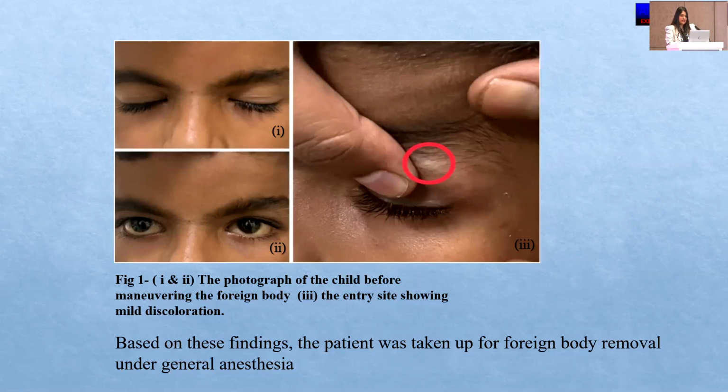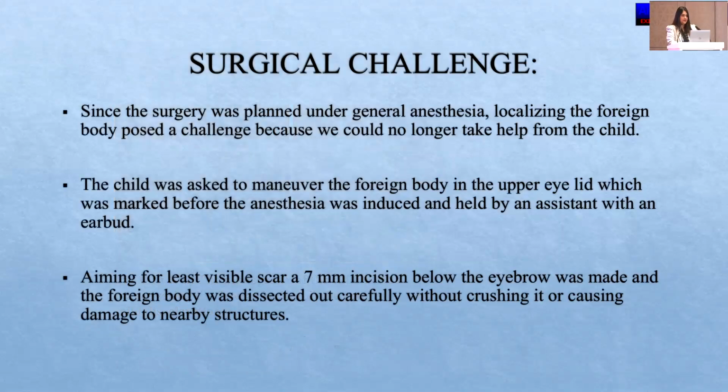As we can see in the images, the first two, image 1 and 2, look as good as normal. In image 3, after the child maneuvered the foreign body, we can see a little bump with mild discoloration. Based on these findings, the patient was taken up for foreign body removal under general anesthesia.